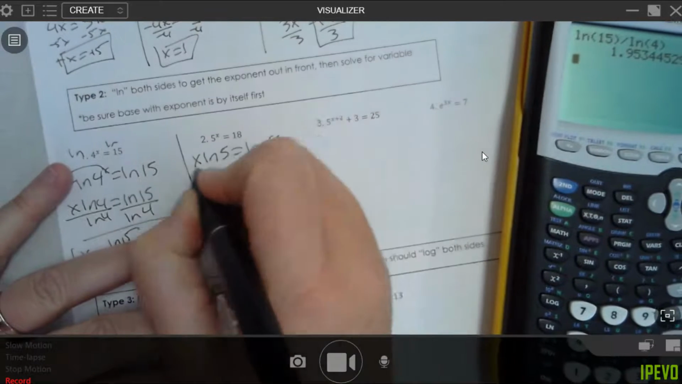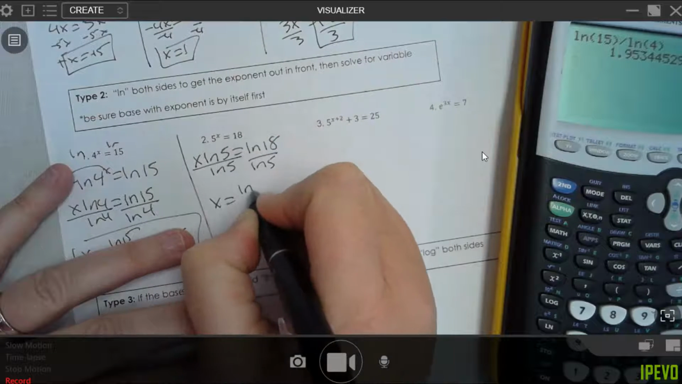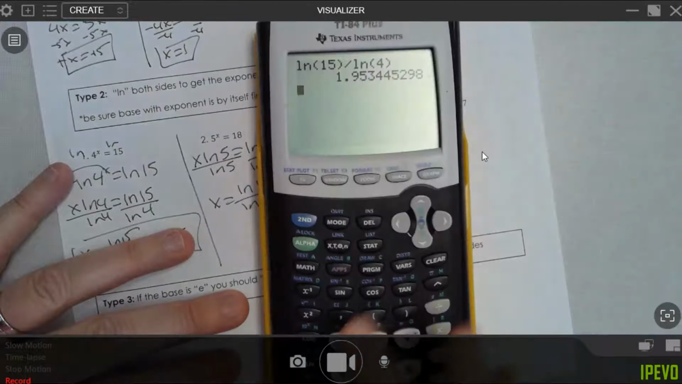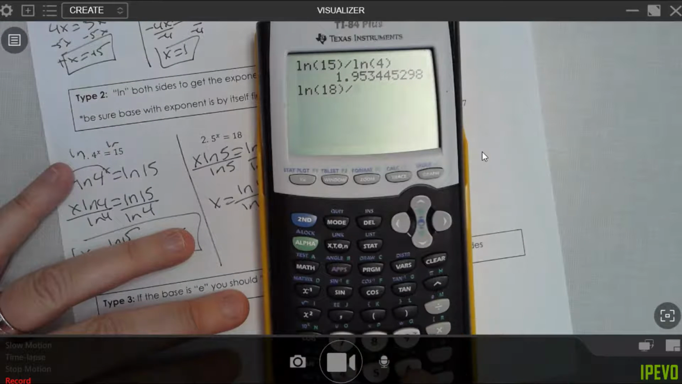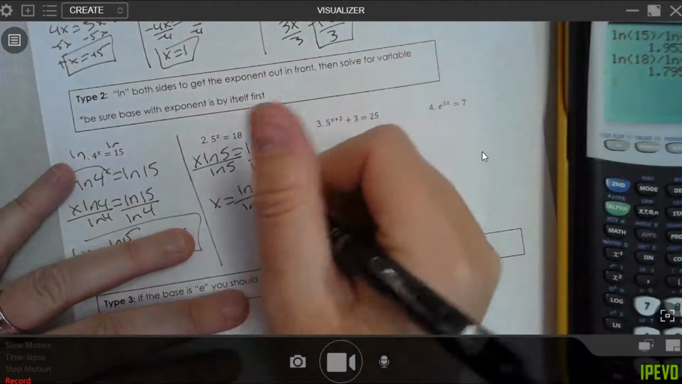So when I natural log both sides, divide by 5. So I get natural log of 18 divided by, it's about 1.8.